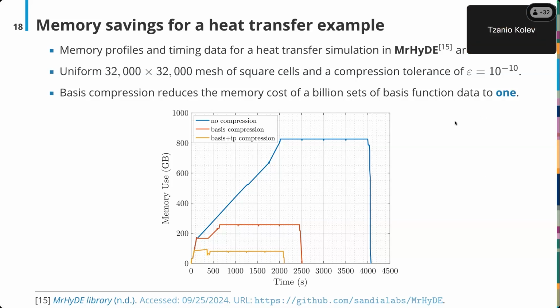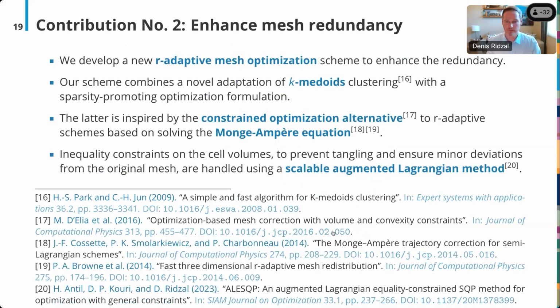All right. So the second contribution is now to enhance the mesh redundancy. We're given a mesh that does not have it. How do we get it? The technique we use is based on our adaptivity and a k-medoids clustering algorithm. And since we're mostly interested in lossless compression, we're going to use a sparsity promoting optimization formulation of the problem.